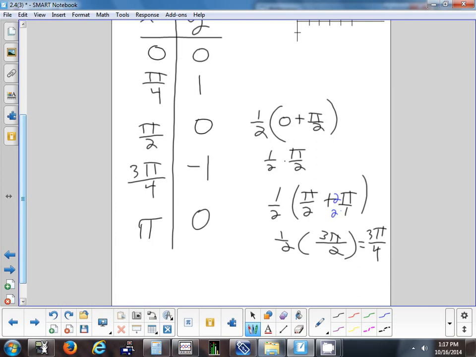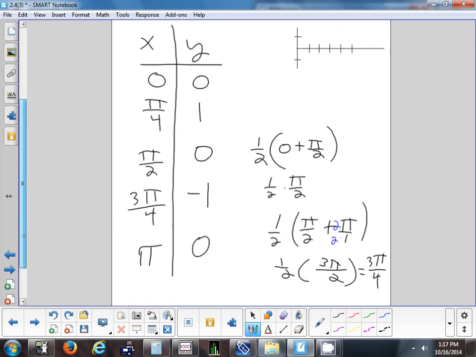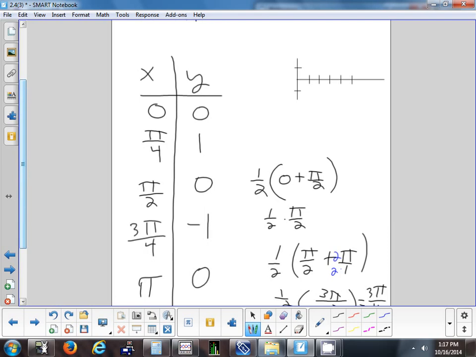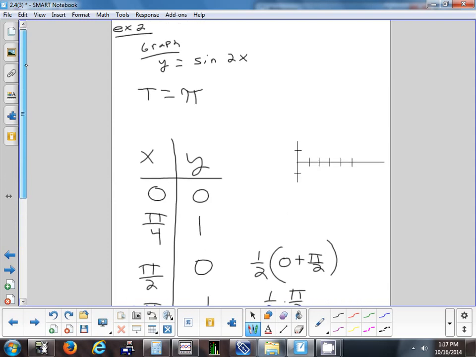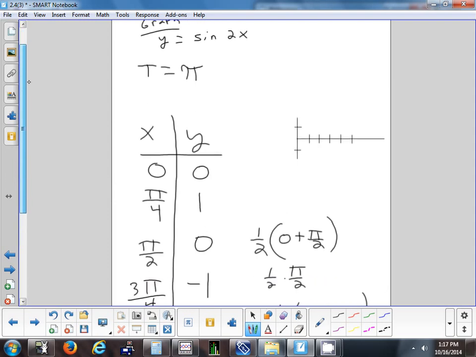If you write everything with the same denominator, in this case 4, you'll see a pattern. So you should probably change it. No, you can leave it like that, but if you want to see the pattern, you'd need a common denominator. Can you scroll up so I can see the problem again? I'm sorry. Okay, so y equals sine 2x.